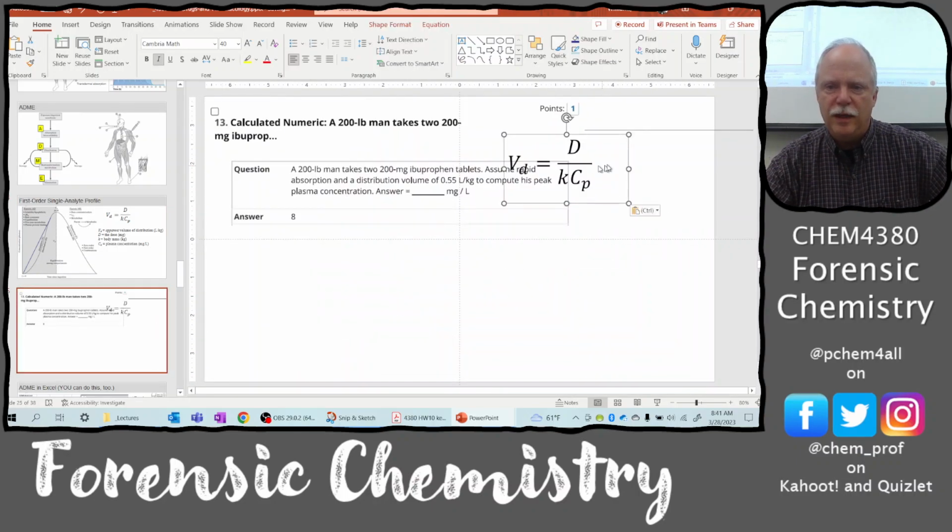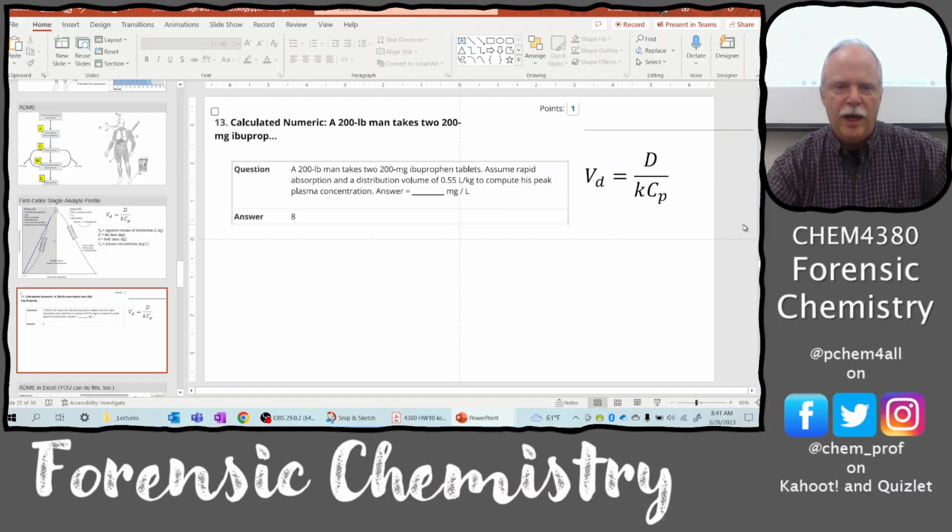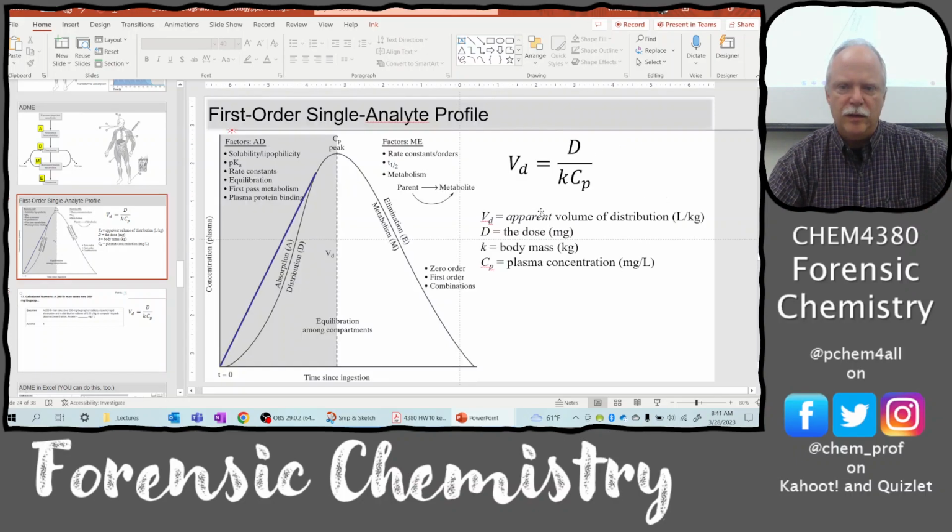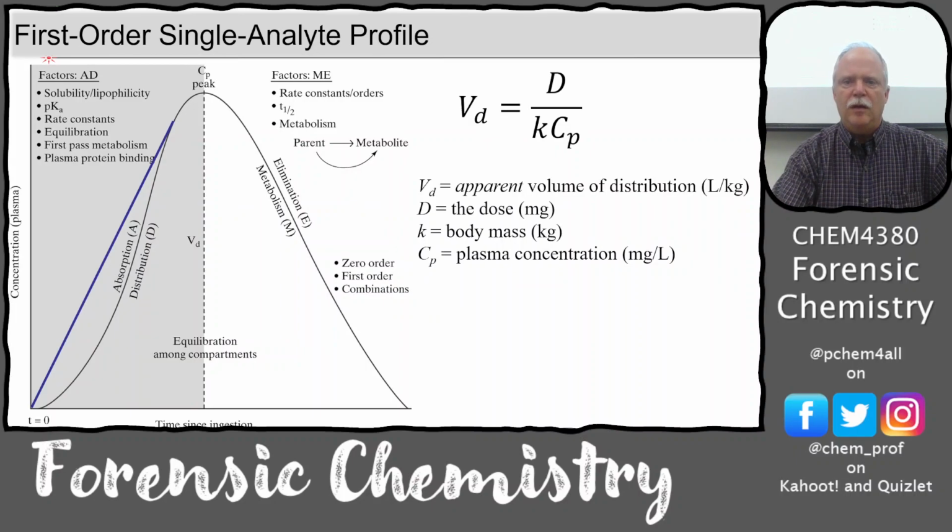I think this is a plug and play calculation. So what do we have? Let's go back and look at the equation. We have the apparent volume of distribution here. We have the dose in milligrams. K is the body mass in kilograms, and then the plasma concentration in milligrams per liter.